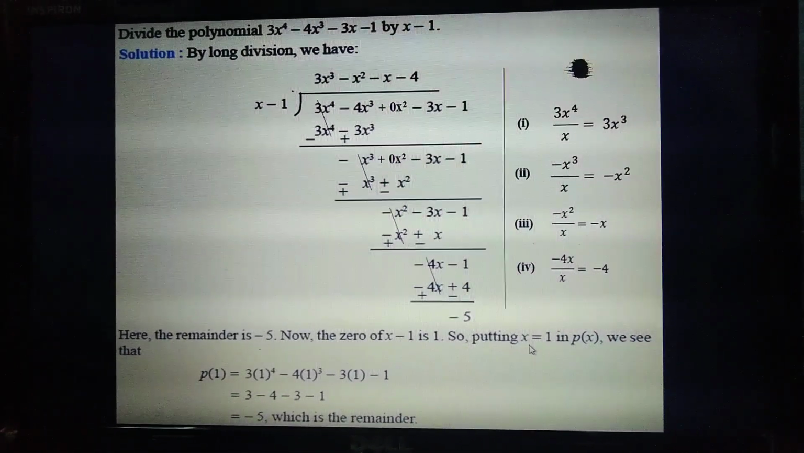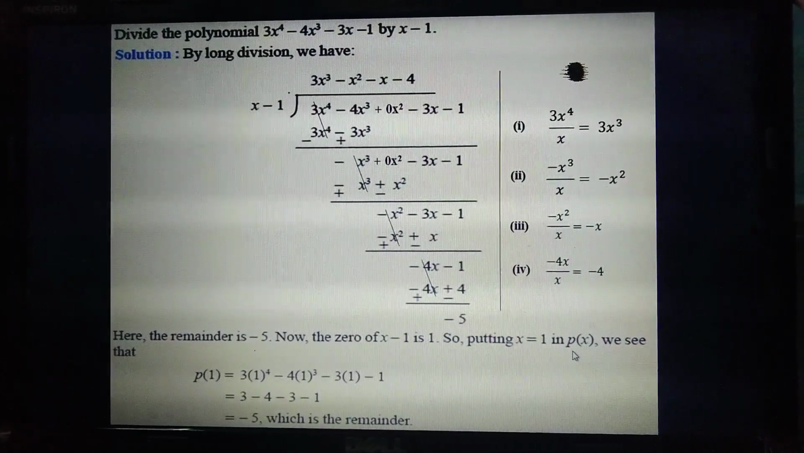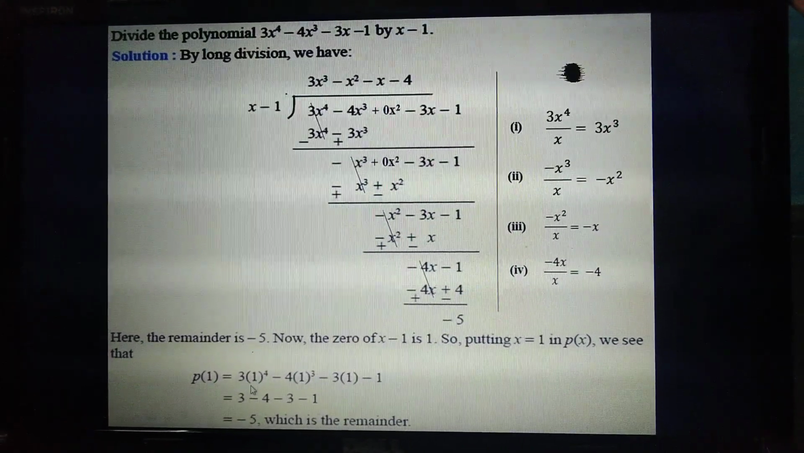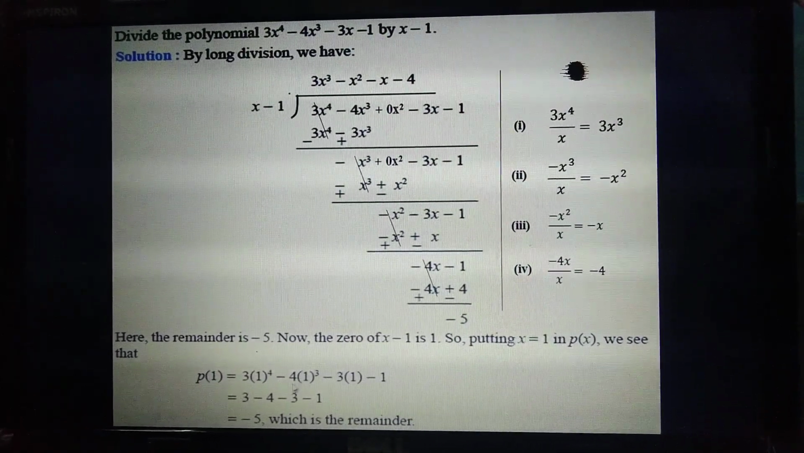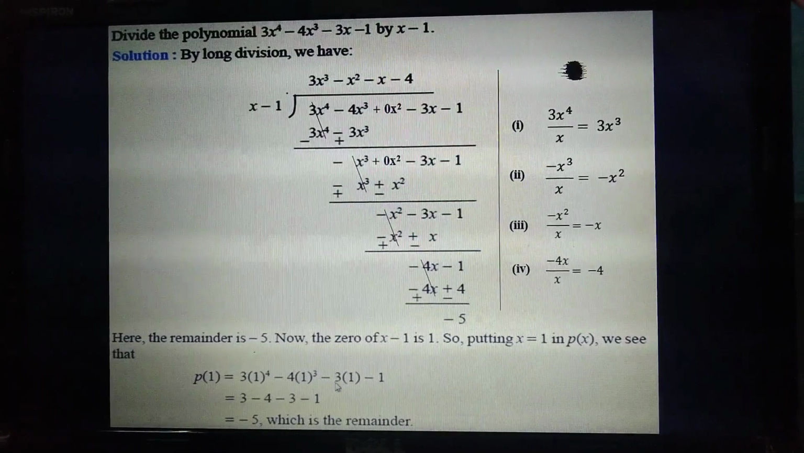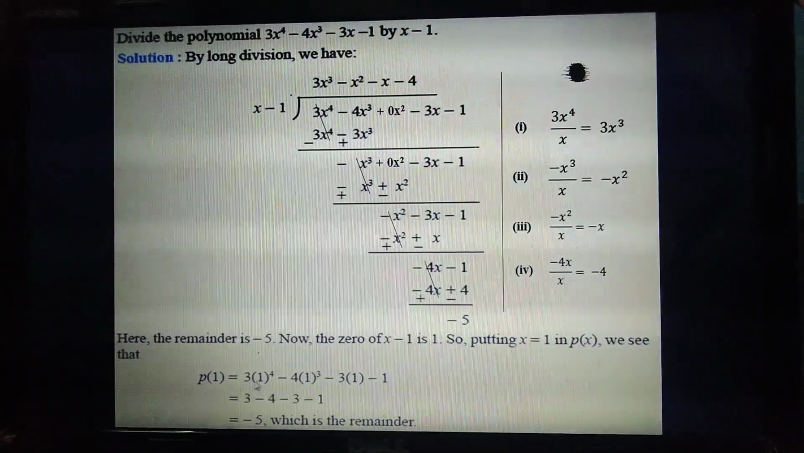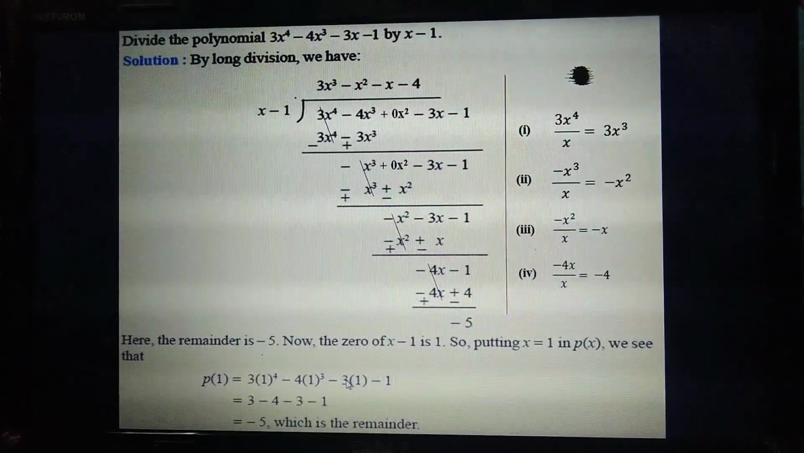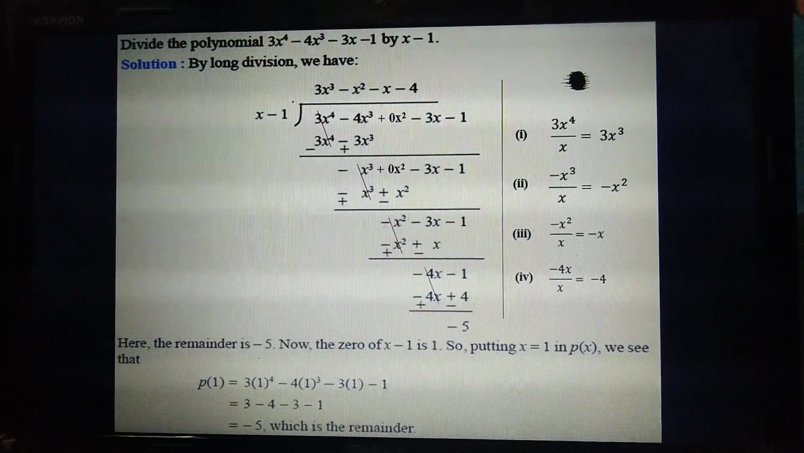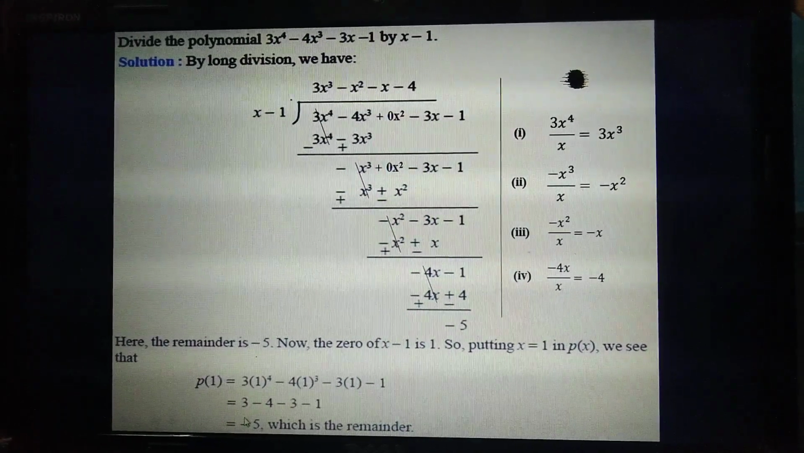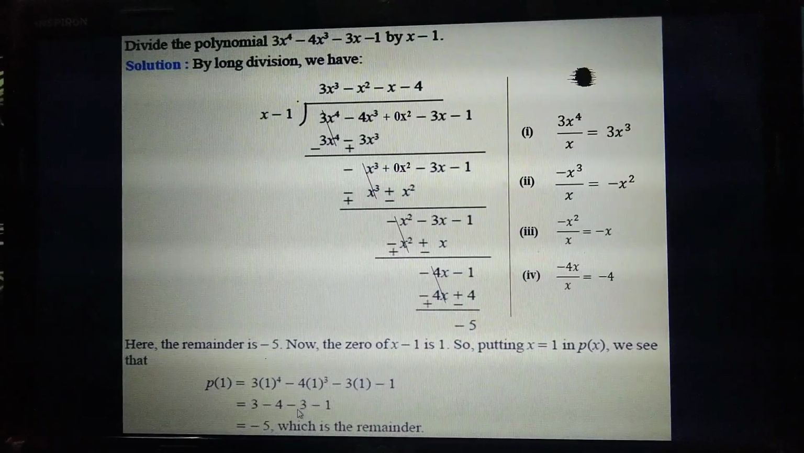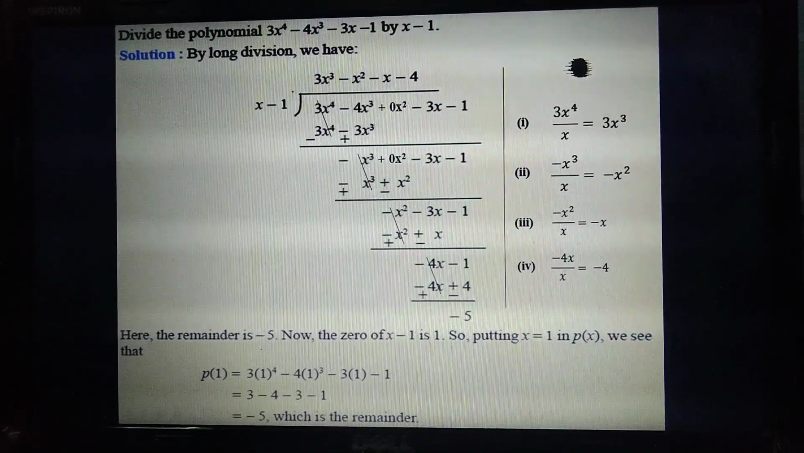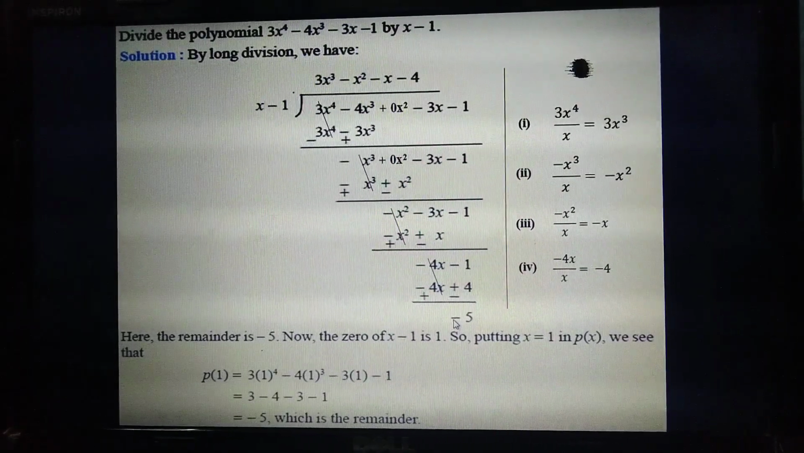So putting x equal to 1 in p of x, we see that p of 1 is equal to 3 into 1 power 4 minus 4 into 1 cube minus 3 into 1 minus 1. So 1 power 4 is 1, here 1 cube is 1, 3 into 1, minus 3. So 3 minus 4 minus 3 minus 1, which is equal to minus 5. Minus 5, which is the remainder. So our answer is correct.